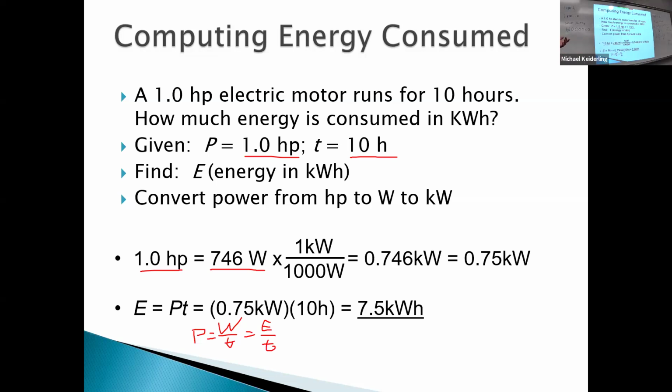So 1 horsepower is 746 watts. 1 kilowatt is 1,000 watts. So 746 watts is 0.746 kilowatts, or 0.75 kilowatts to keep the same number of significant figures. 0.75 kilowatts times 10 hours is 7.5 kilowatt hours. And we could do the same thing in joules and find out how much that is. We just multiply by 3.6 million, basically.